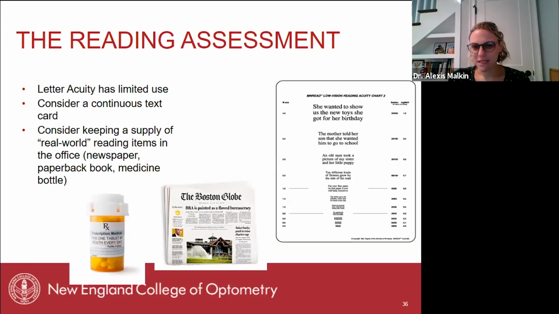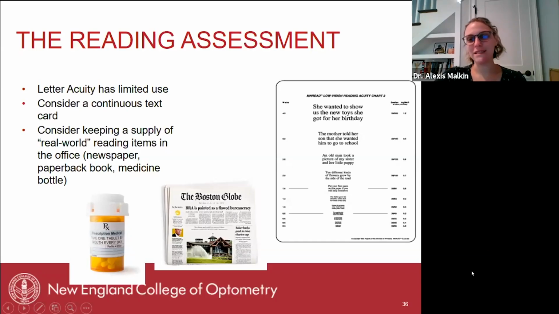There are many continuous text cards available in a variety of languages. And if you don't have access to that, you can actually keep a supply of real world reading items in your office. So I like keeping a newspaper because it has multiple print sizes on it. So I can get a sense, as I have the picture of the globe here, can the patient read only the title? Can they read the headlines? Can they read the subheadline? And can they read the copy?